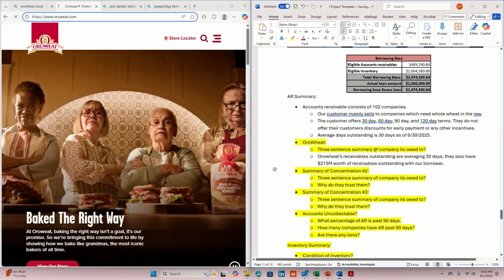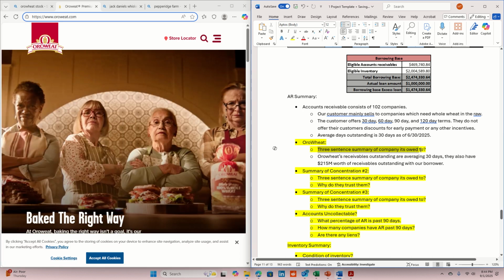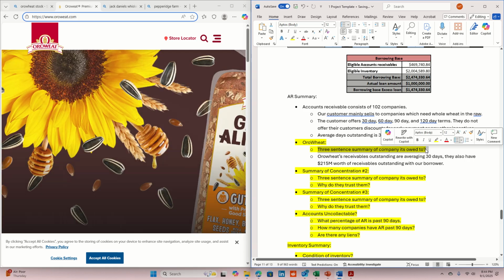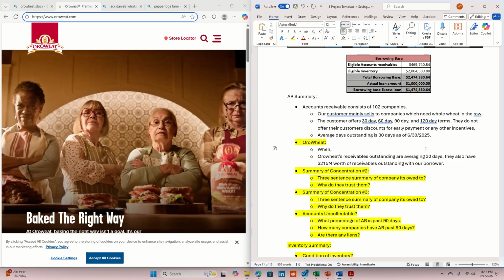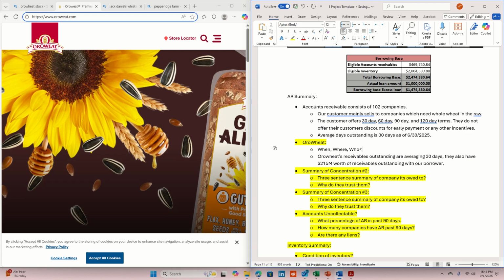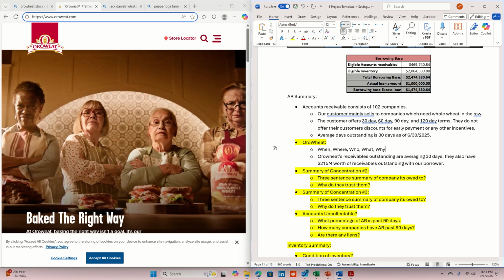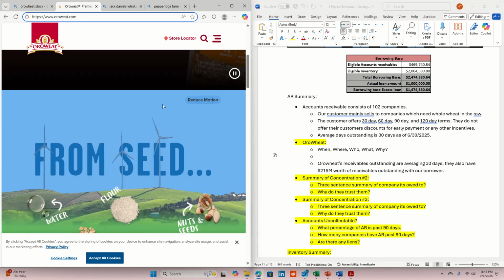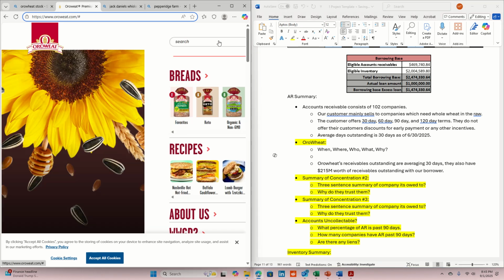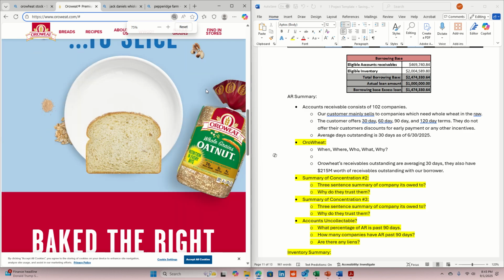Okay. And now, the 3-sentence summary of the company it's owed to. That should be simple. What we want to do is know when, where, who, what, why. That's what we want to know. So let's answer when first. When did this company get created? How long has Oro Wheat been around? And we should be able to find that on this company's site.